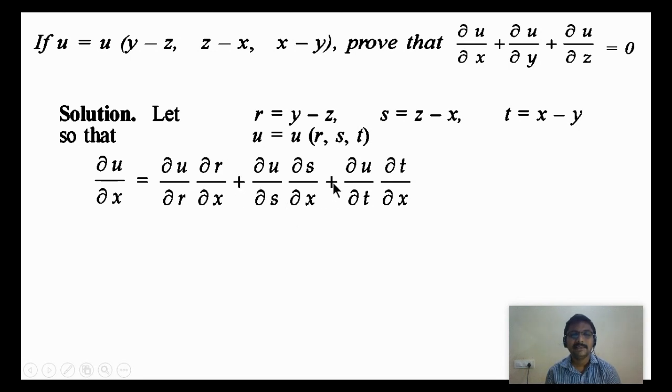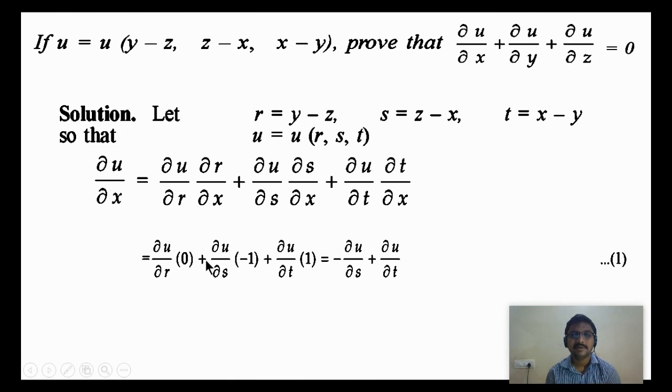Now computing these partial derivatives ∂r/∂x, ∂s/∂x, and ∂t/∂x. Substituting the values, differentiating r partially with respect to x, keeping other variables treated as constant, that is y, z are constant, the derivative of y minus z is 0. Similarly, ∂s/∂x: z derivative is 0, minus x derivative is minus 1. ∂t/∂x: x derivative is 1 and minus y derivative is 0, so 1. On simplifying, minus ∂u/∂s plus ∂u/∂t. Let it be equation 1.